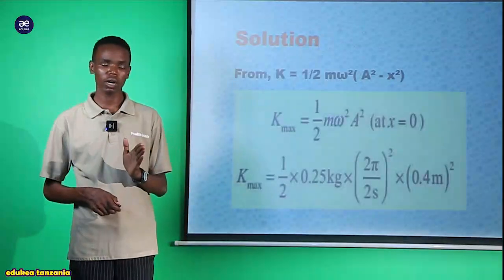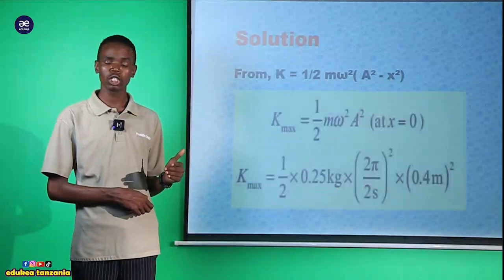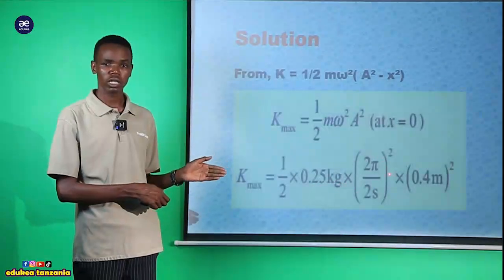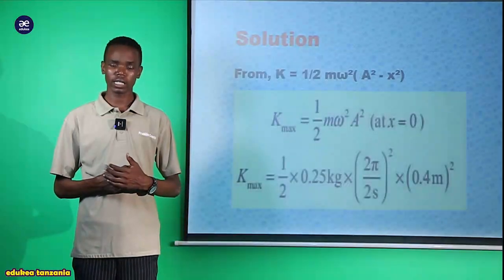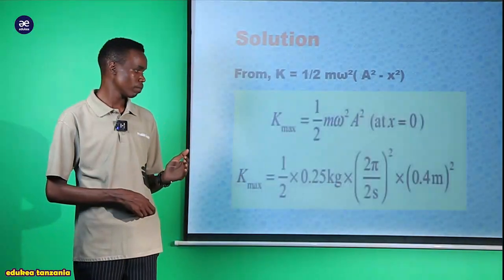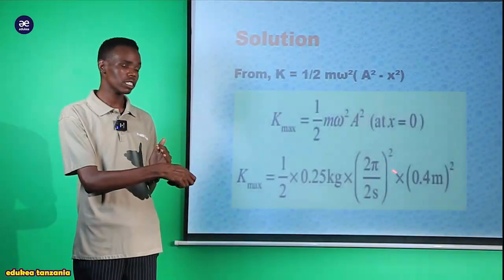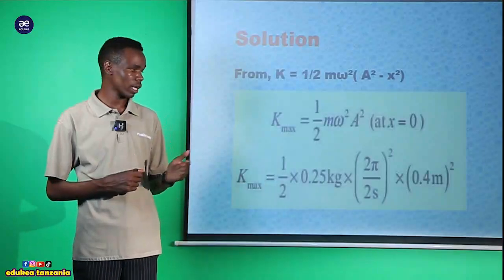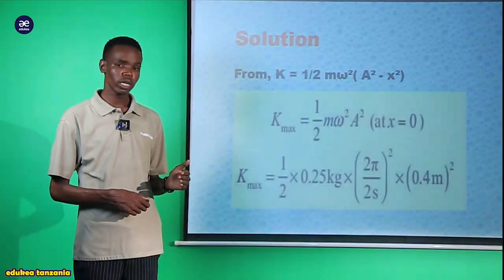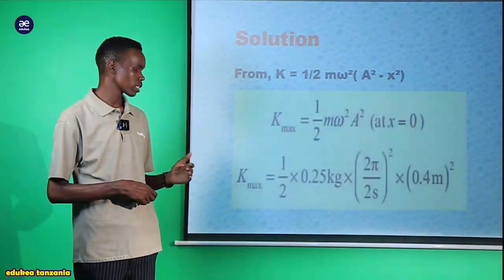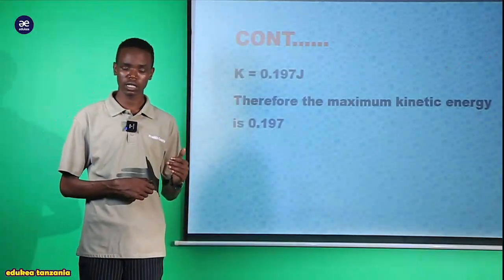Take your calculator and write the half, or 0.5, then multiply by 0.25. You have to leave out the unit sign because it is not needed and is not on the calculator. Then times 2 pi divided by 2, introduce brackets on your calculator, enter these values, then put the square, and after that multiply by 0.4. After that, my dear student, you should get the maximum kinetic energy, which is equal to 0.197 joule.